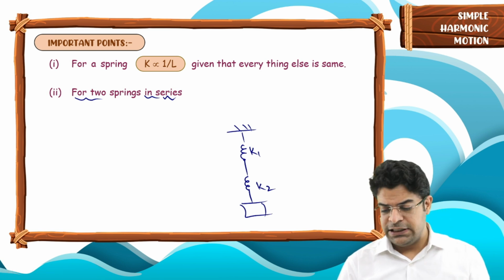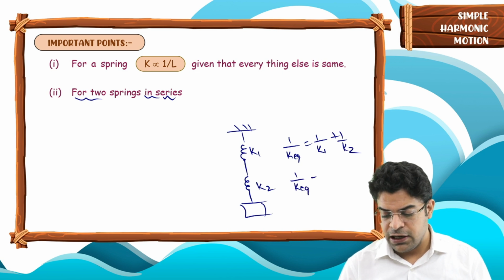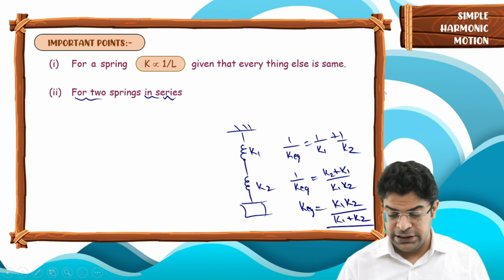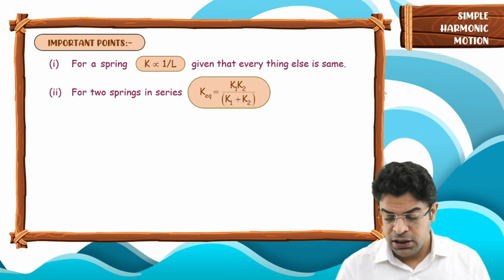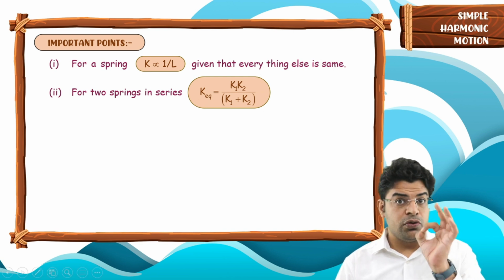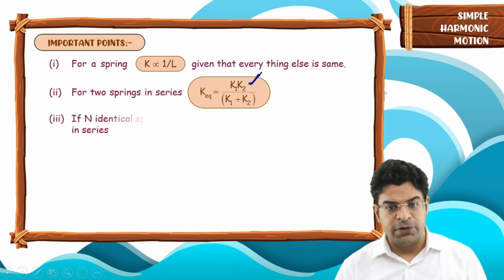For springs in series, we have learned that 1 upon k equivalent equals 1 by k1 plus 1 by k2. So you can think of 1 upon k equivalent equals k2 plus k1 upon k1 k2, or k equivalent comes out to be k1 k2 upon k1 plus k2. So for two springs in series having spring constants K1 and K2, use the formula K equivalent equals K1 K2 upon K1 plus K2.